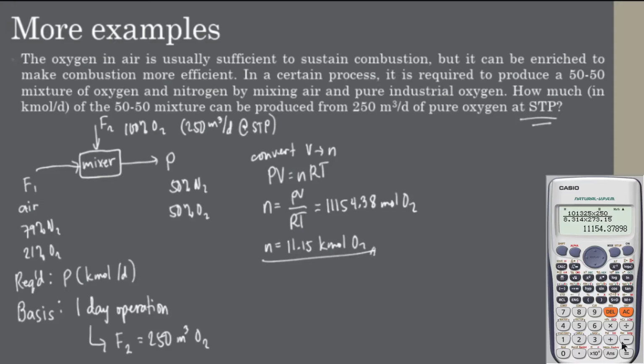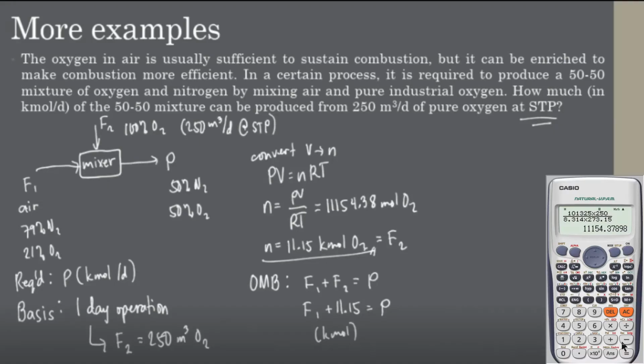This is basically the value of stream 2. And we can use this with our material balance. Our OMB, or overall material balance, in this case, it also pertains to overall mole balance, is now input, F1 plus F2 is equal to output, that's P. Substituting what is already known, we have F1 plus 11.15 is equal to P. Always remember that these are in kilomole units. Since we have two unknowns, F1 and P, we have to look for other equations to describe the system in order for us to solve the unknowns.